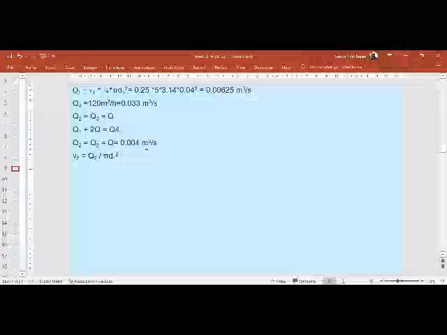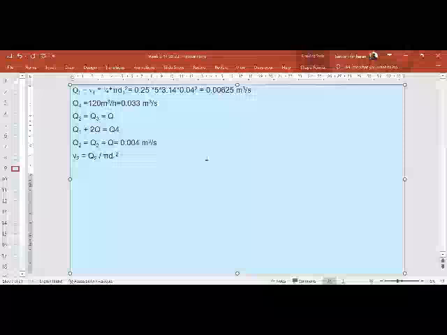And you'll get this value as 0.0267 meter cube per second. Oh, sorry, one second. 0.033 minus 0.00625 divided by 2 will be, in fact, 0.0133 meter cube per second.